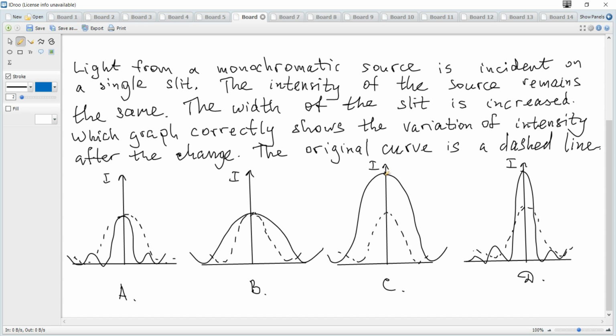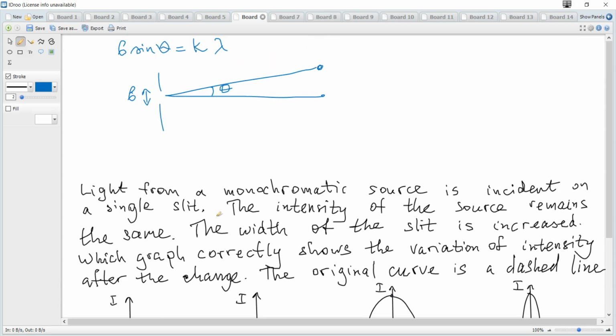So intensity will be increased. So A and B are not correct, so it's C or D. And the second change is what? The width of the slit is increased, so b increases.